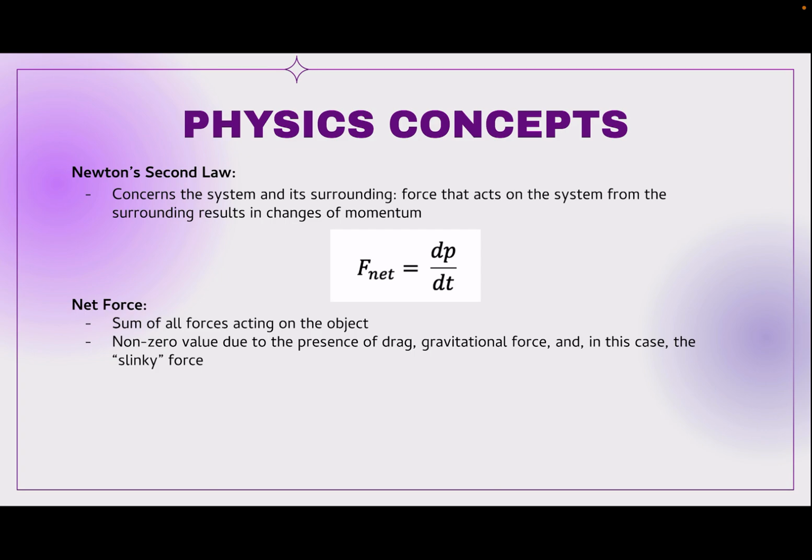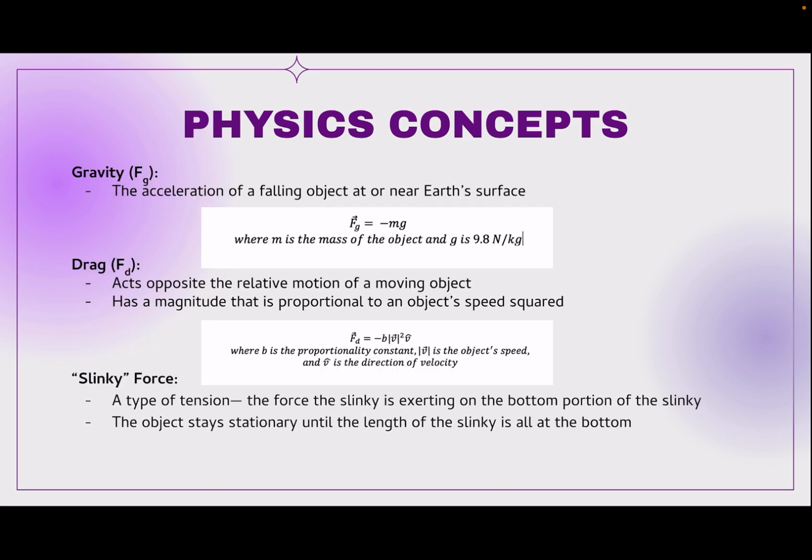The net force is the sum of all forces acting on the object. In this lab, the net force is a non-zero value, and thus velocity is not constant. This is due to the presence of drag, gravitational force, and a force I will be calling the Slinky force.